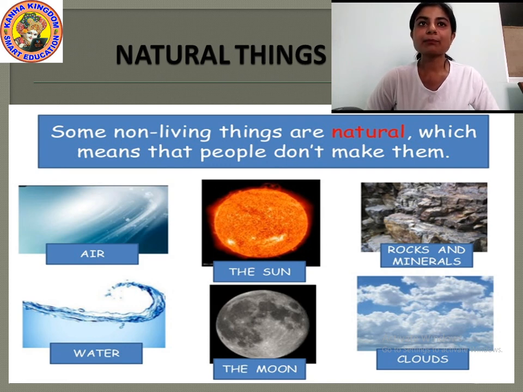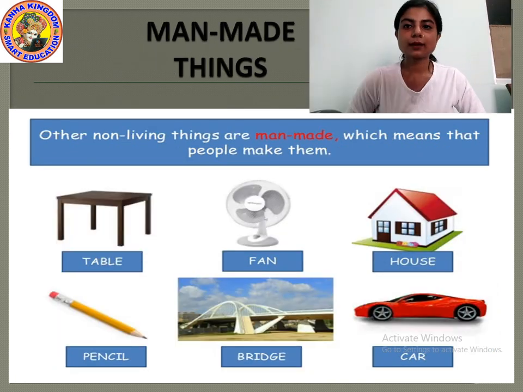Some non-living things are natural, which means that people don't make them. For example, air, water, sun, moon, rocks and minerals, clouds, etc. These are natural things. Then what are man-made things?